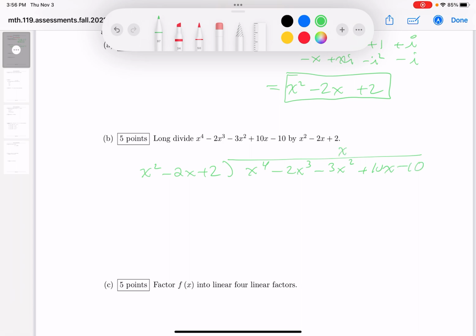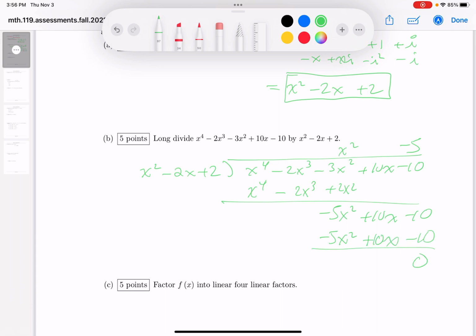Well, let's see, x squared. You're going to get there x to the 4th minus 2x cubed plus 2x squared. What do you get there? Minus 5x squared plus 10x minus 10. By the way, we're expecting a 0 remainder. What do we get now? Minus 5. What does that give you? Minus 5x squared, plus 10x minus 10, and as we expected, 0 remainder.